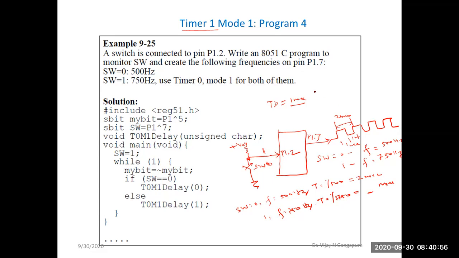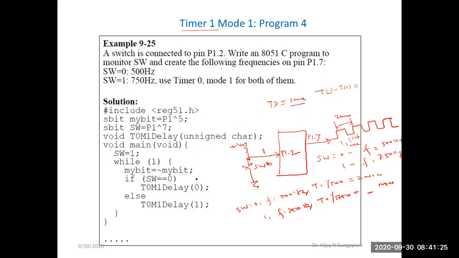So the TL1 and TH1 values to be loaded for a delay of 1 millisecond, I have to calculate. I have to divide this by 1.085 microsecond, assuming the crystal frequency used is 11.0592 megahertz, and then that should be converted to decimal, and it should be subtracted from 65536, and whatever value I get, I convert into hex.